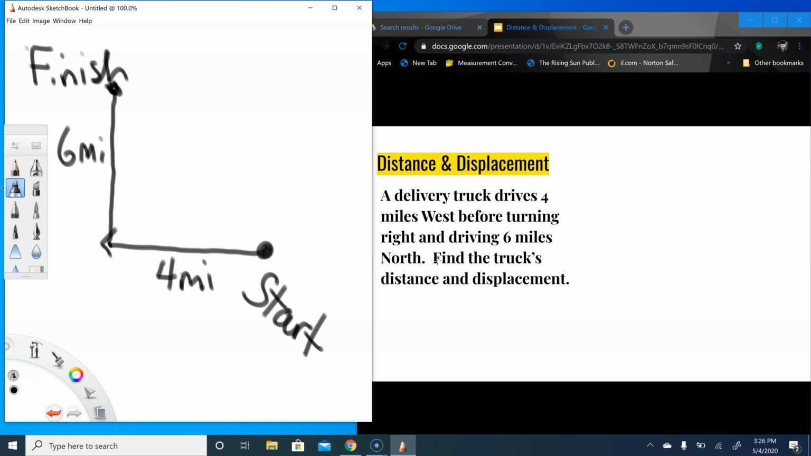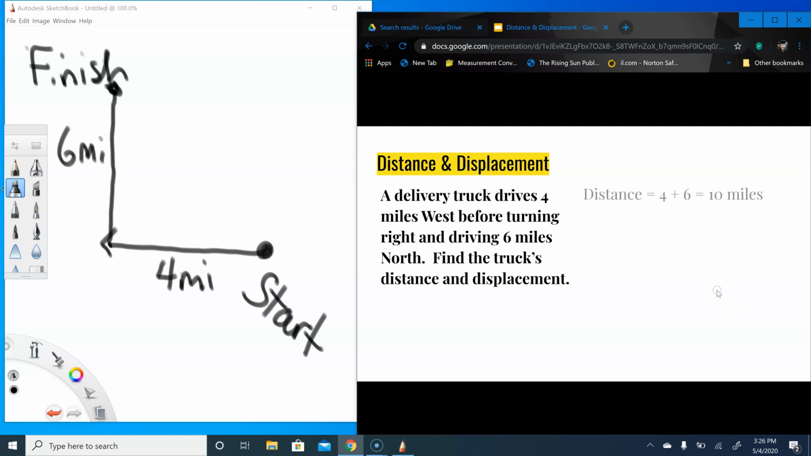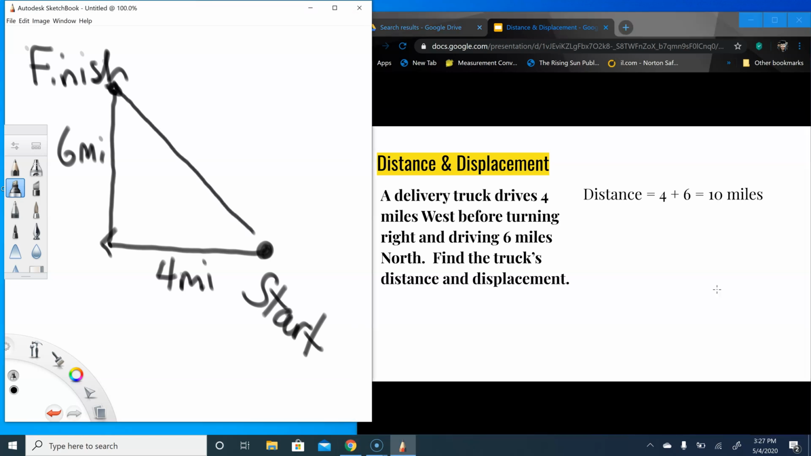Okay, so then it says find the distance and the displacement. So our distance is just how far the truck went. Well, it went 4 miles on one path and 6 miles on the other, so 6 plus 4 should give you a total of 10. All right, when we look at displacement, we're comparing the difference from our start to our finish, so it's going to be the hypotenuse of this triangle.